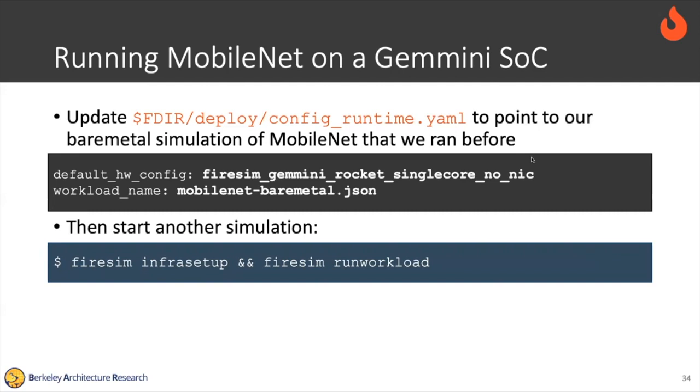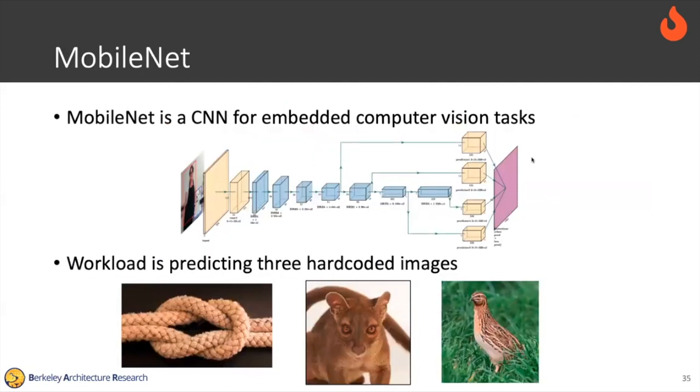So what we're going to be doing in the next couple sections and parts of the talk is actually running MobileNet. MobileNet's the same thing as ResNet for our purposes. You basically give it an input image and then you label it as a knot. I forget what that's called. I'll probably get it wrong. And then a quail, right? So predicting an image and running it on Gemini.